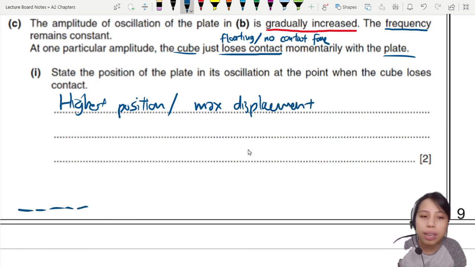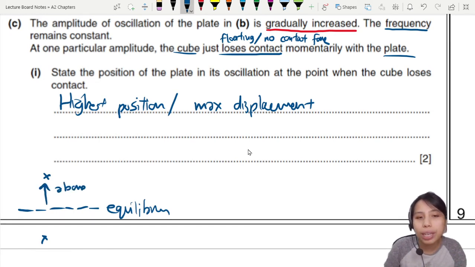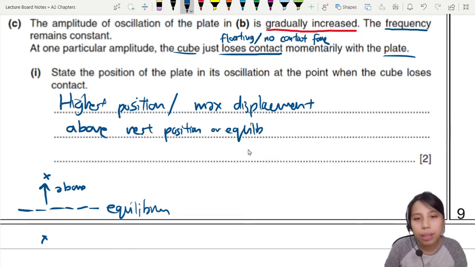So let's write this here. This is the highest position, also known formally as the place with maximum displacement. But don't forget, this is simple harmonic motion. This is equilibrium. Maximum displacement can either mean here or here. But you want to say highest position above equilibrium. So we clarify what highest position means: this maximum displacement above the rest position, or equilibrium.